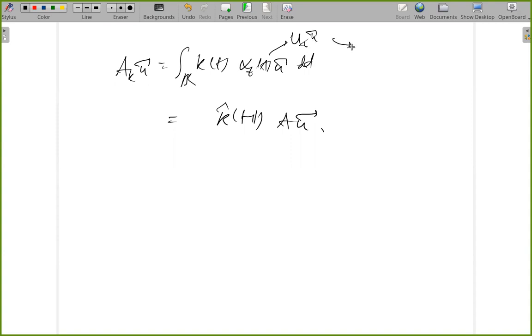Because U_t I'm writing as e to the itH by Stone's theorem. I have such a possibly unbounded self-adjoint operator such that this holds. And remember, part of the assertion was that if I have an L1 function, then F hat of H is nothing but the integral of F(t) e to the itH dt. This was the assertion, right? So that's exactly what I've done. I've written A_K u as K hat of H A u. Okay.